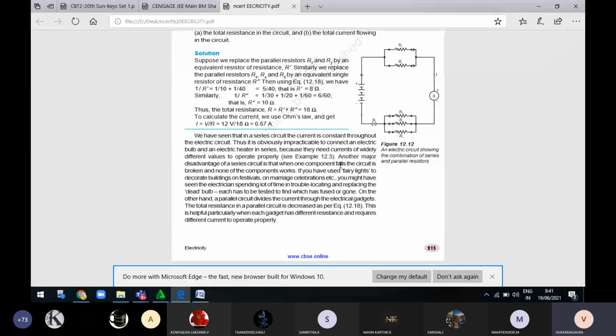See, in the series circuit, the amount of current will be the same. The ammeter reading will be the same at any point. The amount of current will be the same, but the potential difference will be varying. On the other hand, in the case of parallel connection, current will be varying at any point, but the potential difference will be the same across the battery. So this is the main difference between the parallel and the series circuit.